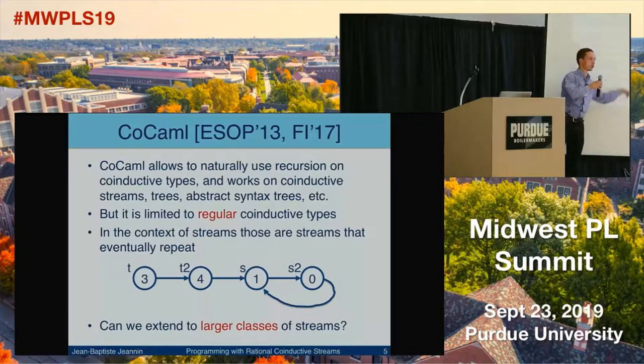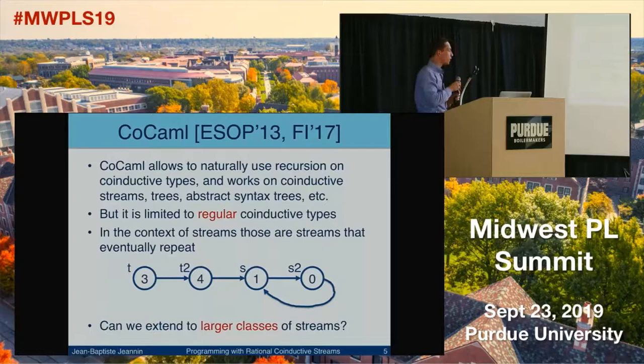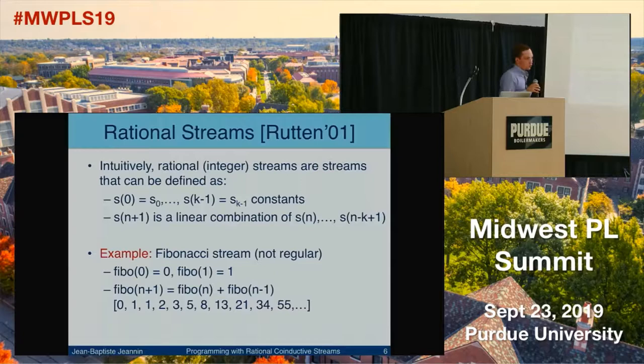And the question I'm asking here, which is now work in progress, is can we extend this work to larger classes of streams? Because this is cool, but it's kind of limited. We can't do that much. Okay. And I'd like to extend it to a concept of streams that's called rational streams. And a rational stream comes from Rutten in a paper in 2001.